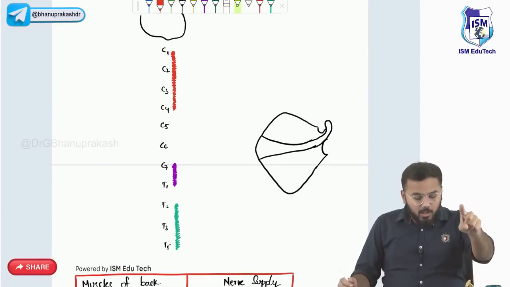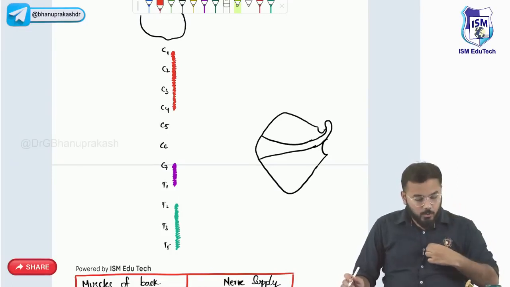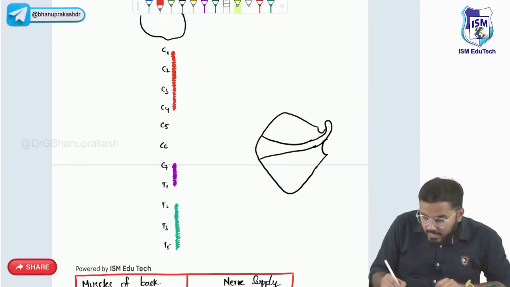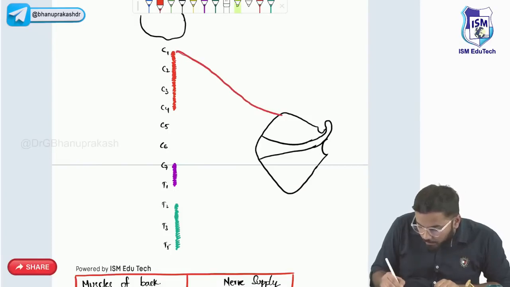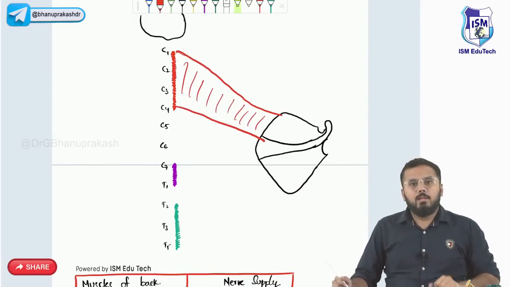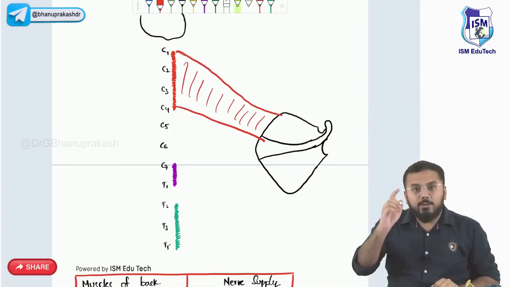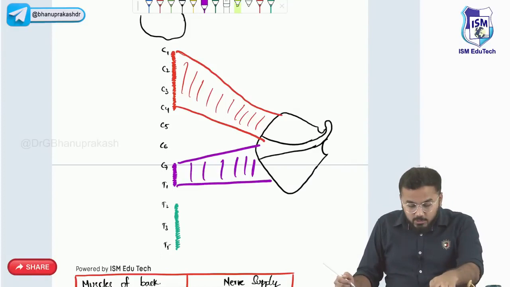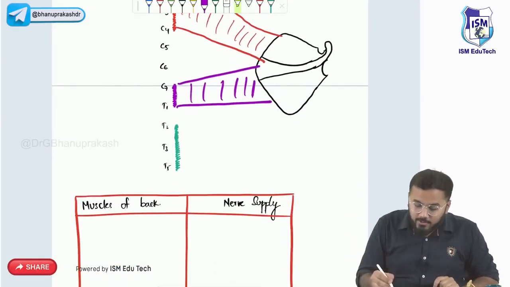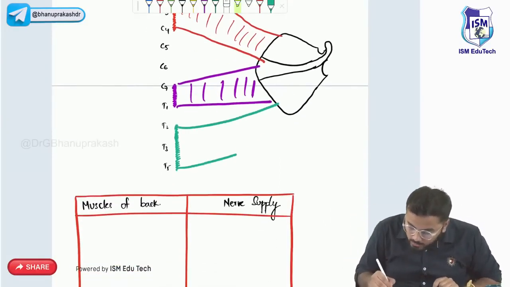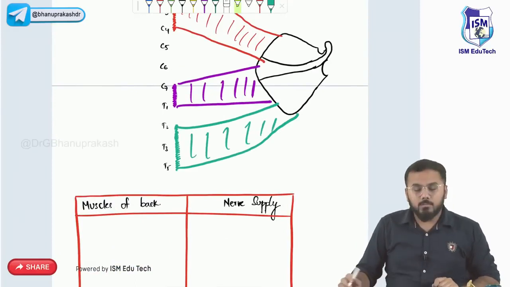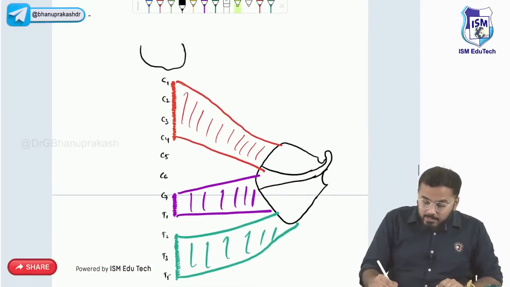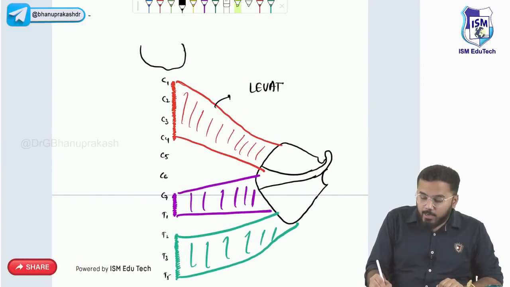The first muscle arises all the way from C1 till C4, okay. From C1 to C4, it arises. And look here, it attaches onto the top of the scapula. The second muscle arises from C7 to T1, right? And this muscle attaches exactly opposite to the medial border. The next muscle arises from T2 till T5, and this muscle attaches to the lower angle of the scapula. The muscle which is on the top is called levator scapulae.